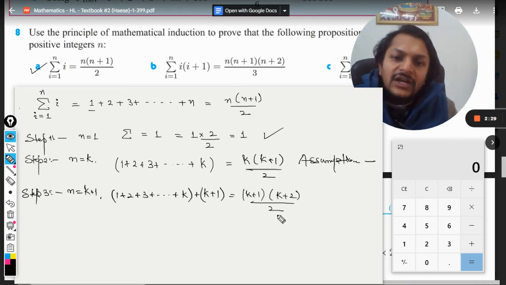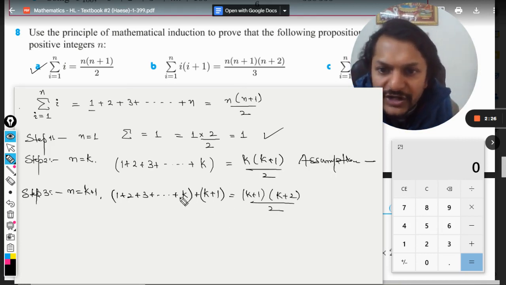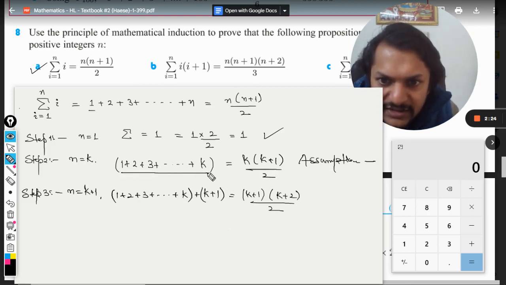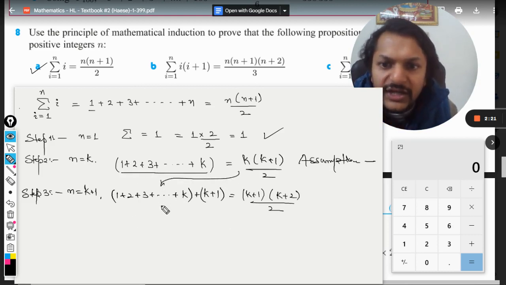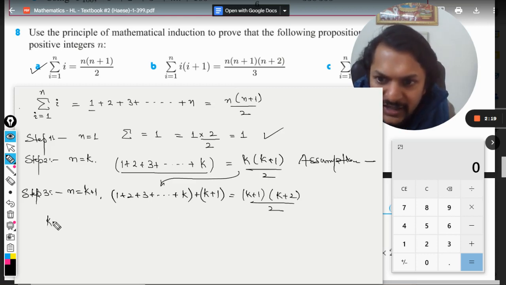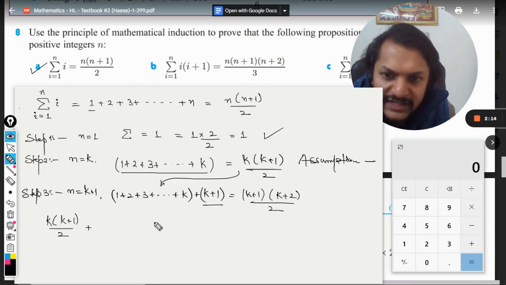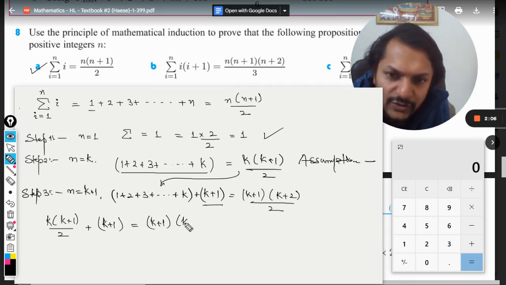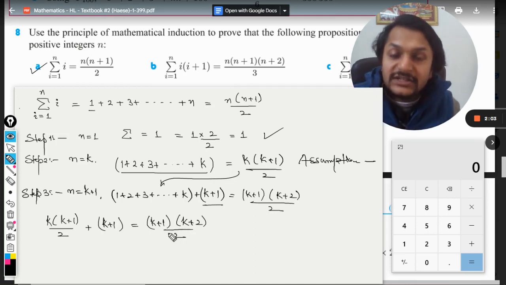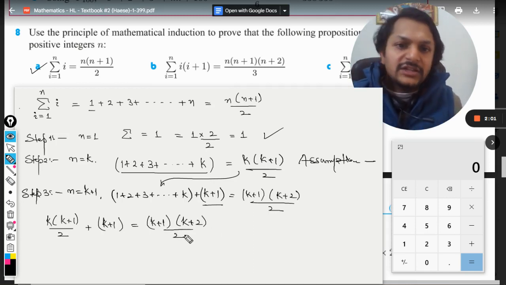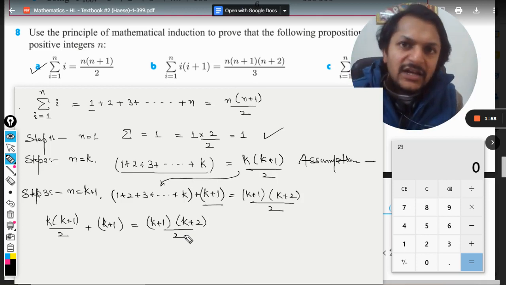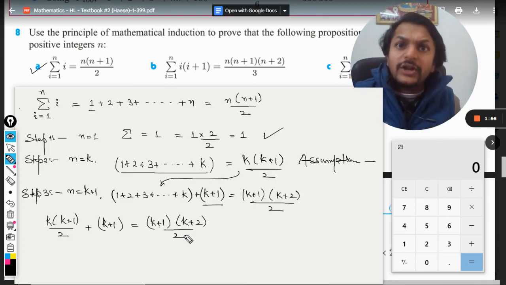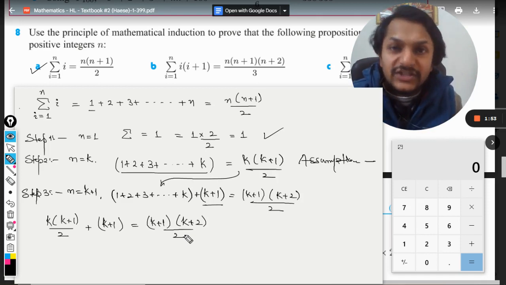So how can we do that? This is the statement in front of you on your screen. So this complete term is now substituted here, and it will be substituted like k into (k plus 1) divided by 2 plus this term comes here now: (k plus 1) is equal to (k plus 1) into (k plus 2) divided by 2. This is what we need to prove. So up to this is the principle of mathematical induction. Later on, it just reduces itself to simple mathematics.